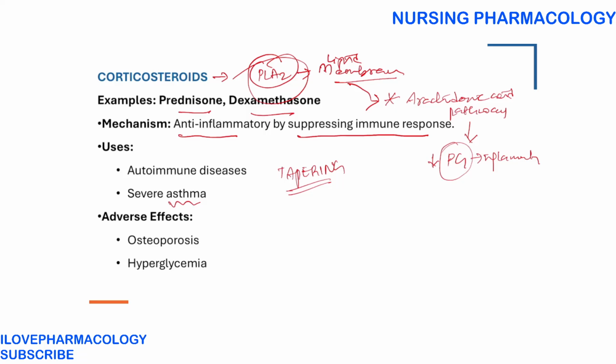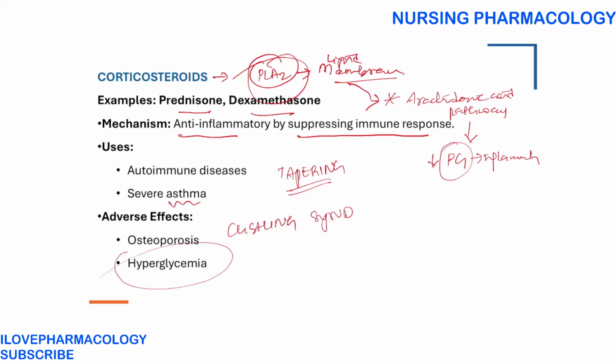And the adverse effects are, it can cause osteoporosis, it can cause hyperglycemia, it can cause cataract, it can cause Cushing syndrome, etc. And in diabetes, what will happen? There is an increased risk of hyperglycemia.